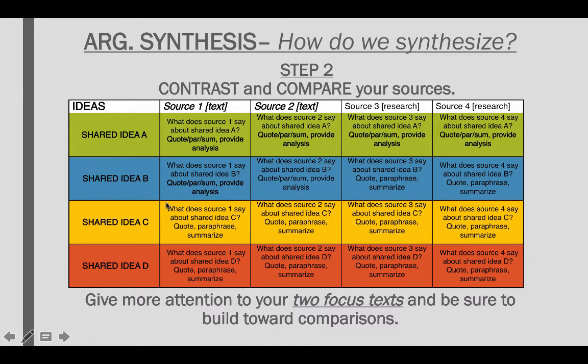So once you have 3 or 4 ideas, you want to go through and think about what each source says about those different ideas. Particularly give more attention to your two focus texts and be sure to build toward comparison. So what do we do with this grid?